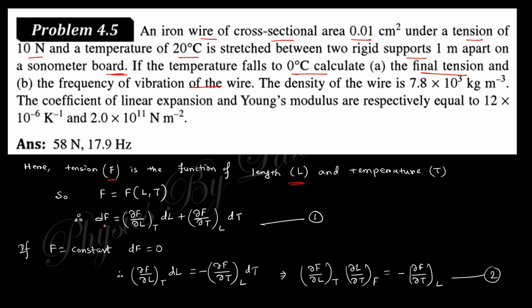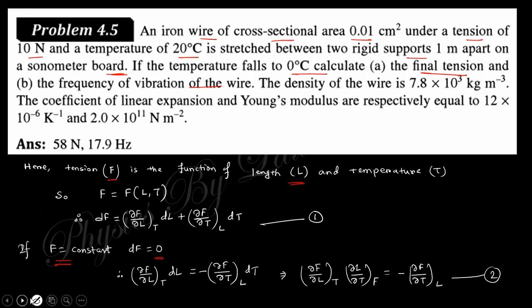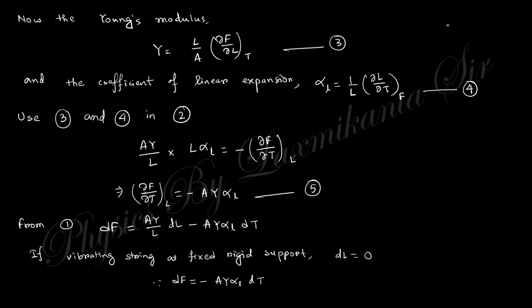So if you take del f, if f equals a constant, df equals 0. Equating this to 0, you will get this expression. Now the Young modulus, you know, is nothing but force per area over change in length by L. So it is written as del F by del L times L by A. And the coefficient of linear expansion is nothing but this linear expansion.